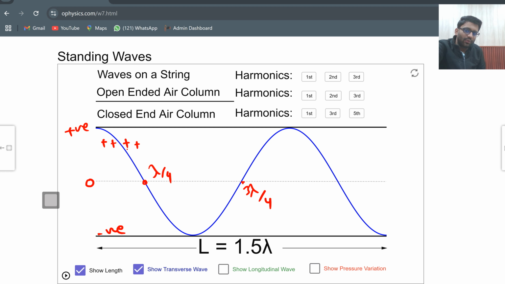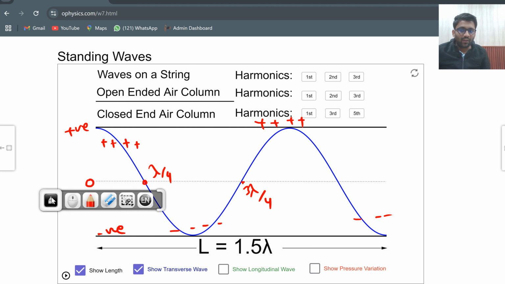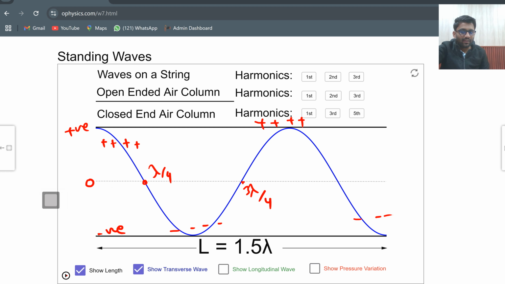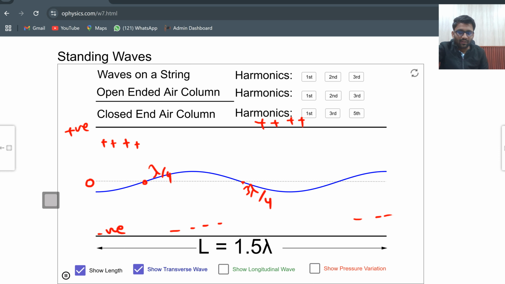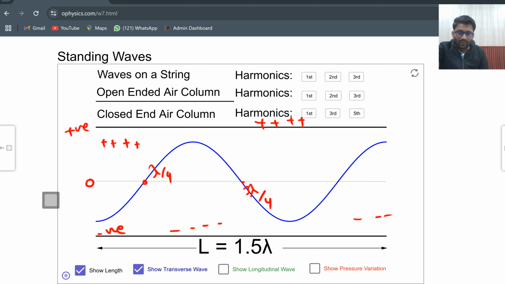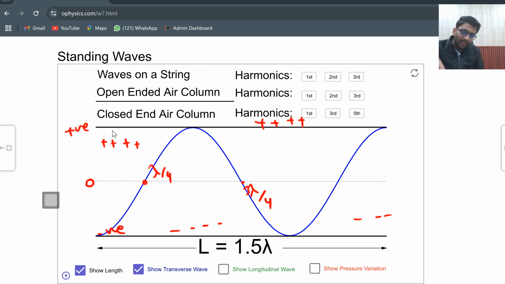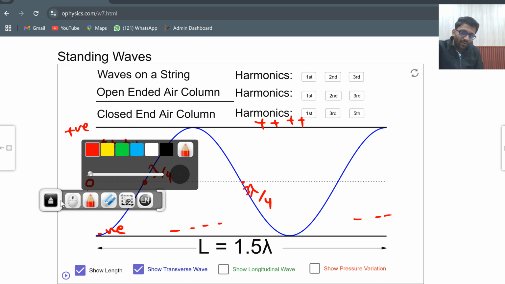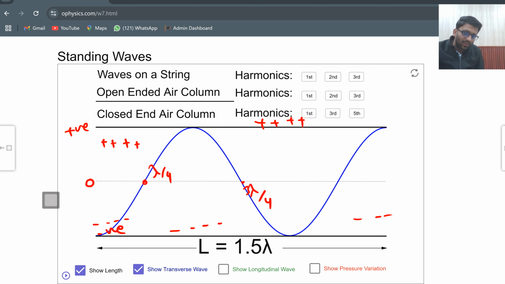So from 0 to lambda by 4 there is positive voltage, then there is negative voltage, then again positive voltage, then again negative voltage. This is the phenomenon, right? Now what will happen? Just as you click on the time button, let me start again. So after some time, from 0 to lambda by 4 became negative, from lambda by 4 to 3 lambda by 4 became positive, then from 3 lambda by 4 to this point it became negative. So first it was positive, negative, then positive. Now it has become negative, positive, negative. So this cycle keeps on going.